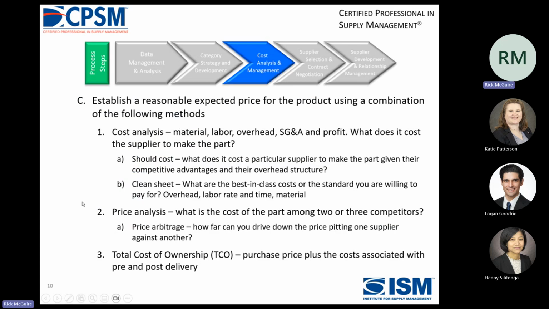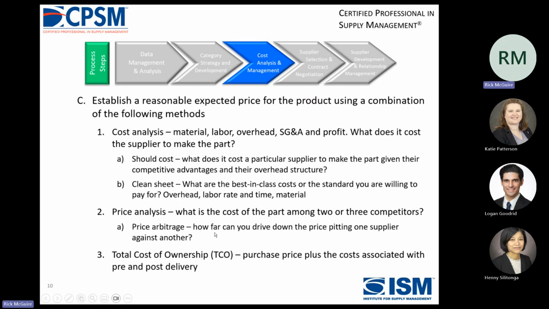All right, so establish a reasonable expected price for the product using a combination of the following. What we're trying to determine is how much this part we're buying should cost. So you can do the bottom up cost analysis. You get to a should cost and a clean sheet. The difference between the two is that the should cost assumes the overhead structure that's already in place with your supplier. The clean sheet goes one step further and says, this is what a best in class overhead cost structure should be. Labor rate, cheapest labor, material, best material, and all that.